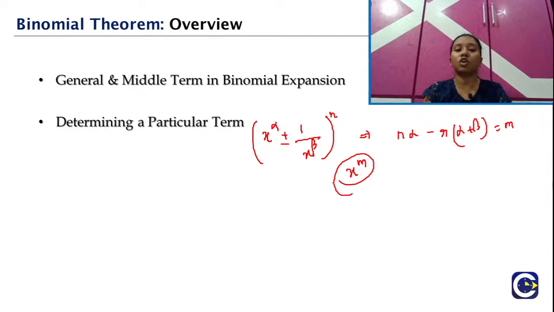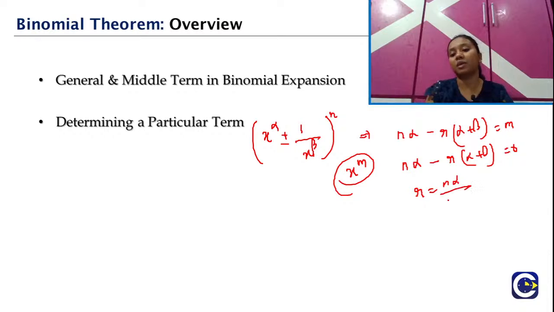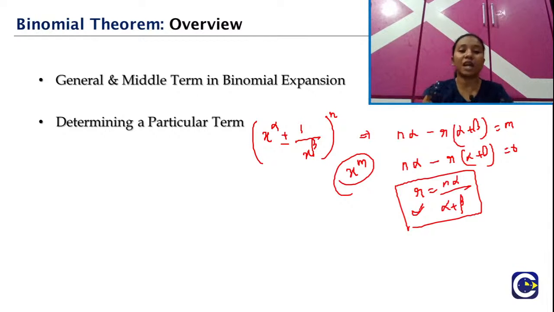If we want to find the independent term, the term which is independent of x, then our m value here becomes 0. Then that particular term is given by n alpha minus r into alpha plus beta equal to 0, which states that r will be equal to n alpha by alpha plus beta. Once we find the r value, it will be easy to find that particular term.